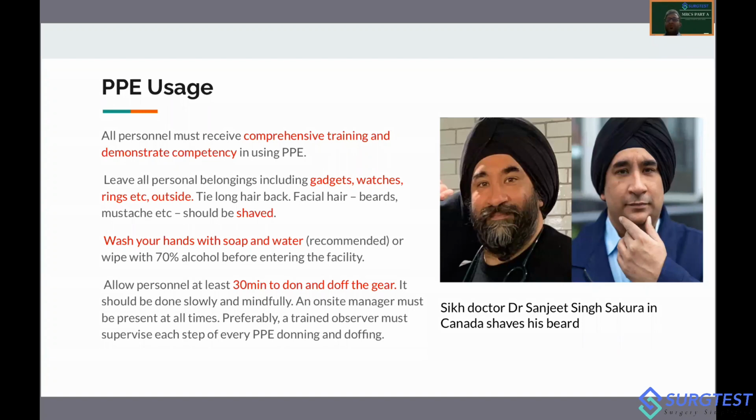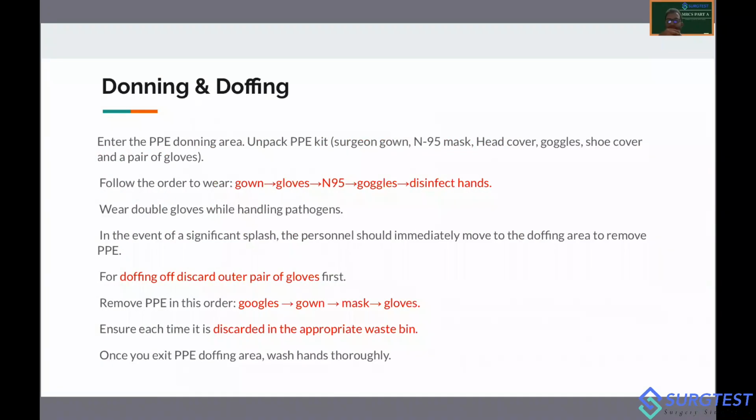And wash your hands with soap and water before entering the hospital facilities. And all personnel must be given at least 30 minutes to don and doff the gear. Donning and doffing. Enter the PPE donning area. Unpack the PPE kit, which includes a gown, N95 mask, head cover, goggles, shoe cover, and a pair of gloves. Follow this specific order: gown, gloves, N95, goggles, and disinfect.